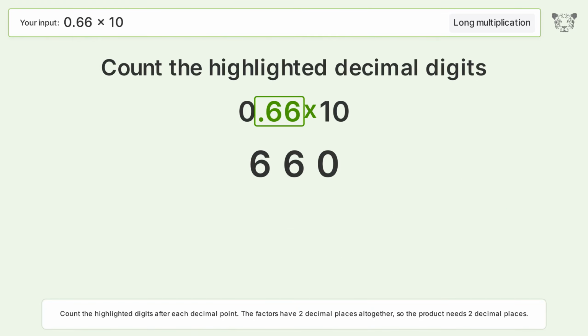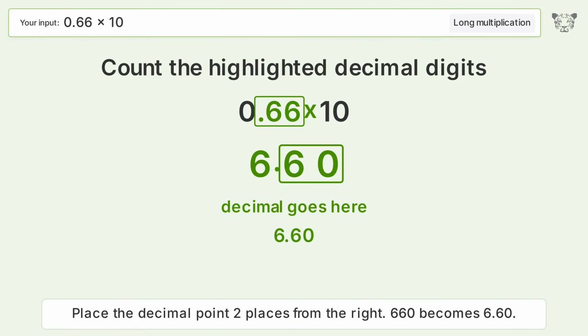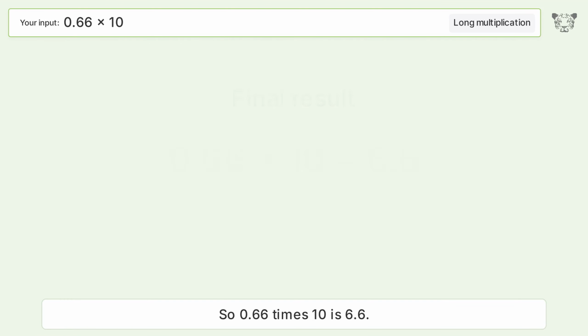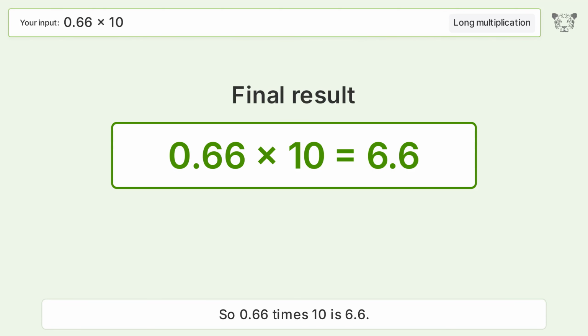Count the highlighted digits after each decimal point. The factors have 2 decimal places altogether, so the product needs 2 decimal places. Place the decimal point 2 places from the right. 660 becomes 6.60. That is simply 6.6. So 0.66 times 10 is 6.6.